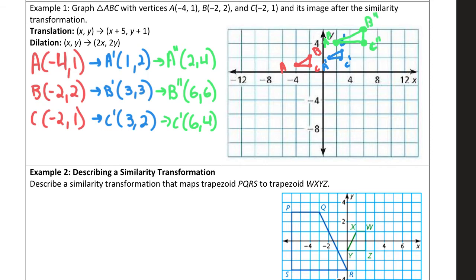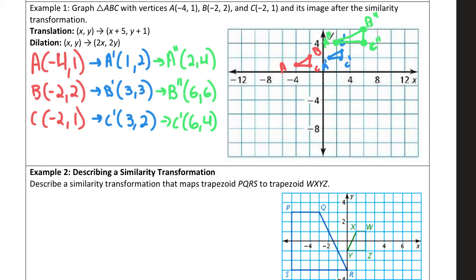Those apostrophes just mean how many transformations I've done. So essentially, I moved it right 5, up 1, and then I doubled all the side lengths. So I doubled the distance from 0 for all the values. That's all a similarity transformation is. It's just a composition that involves a dilation.